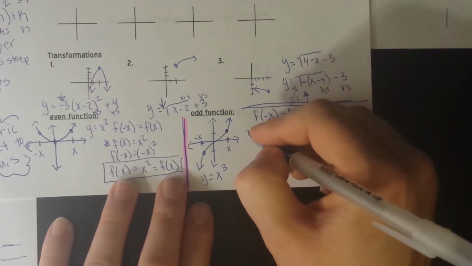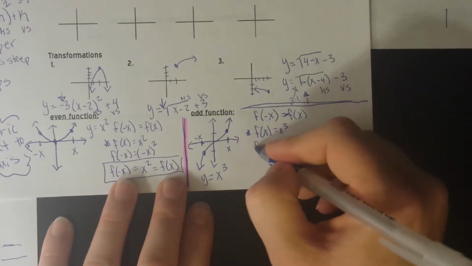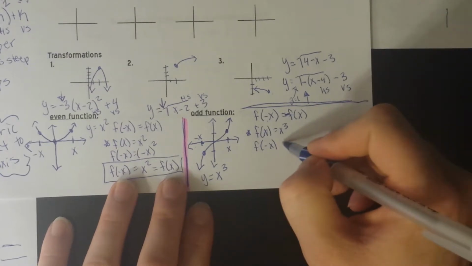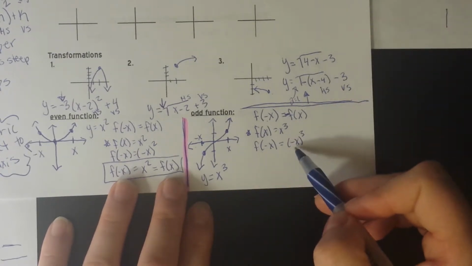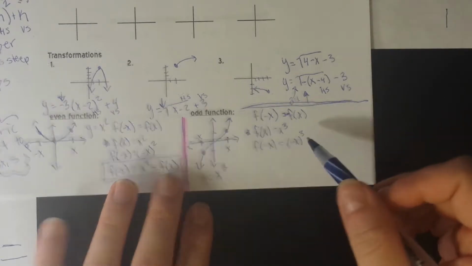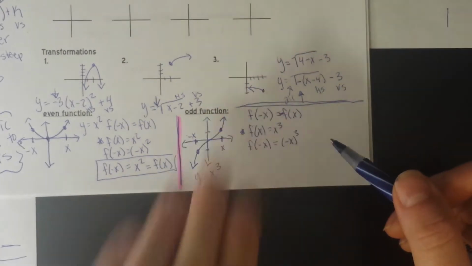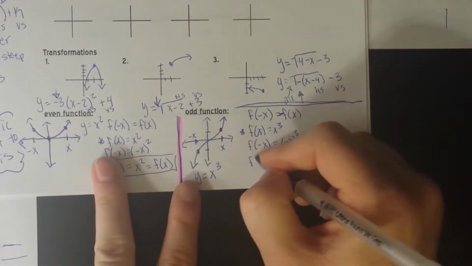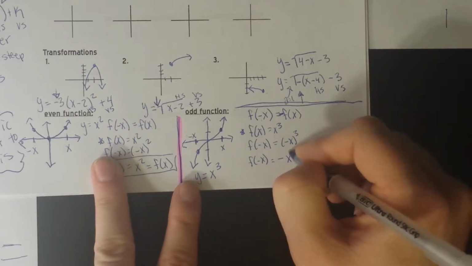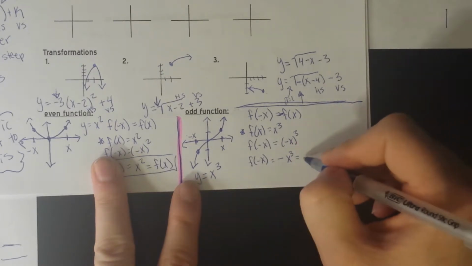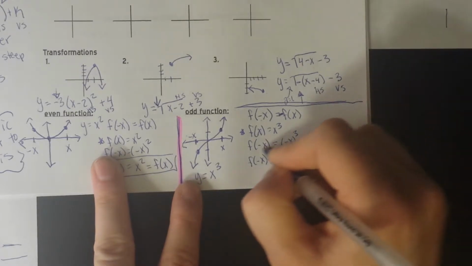So if our original function was f of x equals x cubed, and we evaluate the function at negative x, we'll plug in negative x wherever there's an x cubed. Notice the negative is in the parentheses. Negative times a negative is a positive, times a negative is a negative. So f of negative x equals negative x cubed. So that is the opposite of the original function.